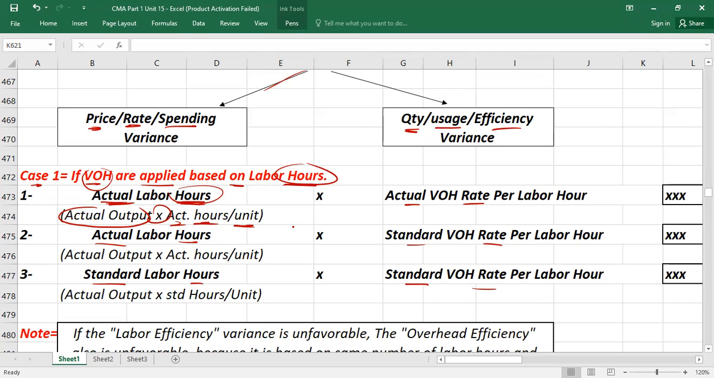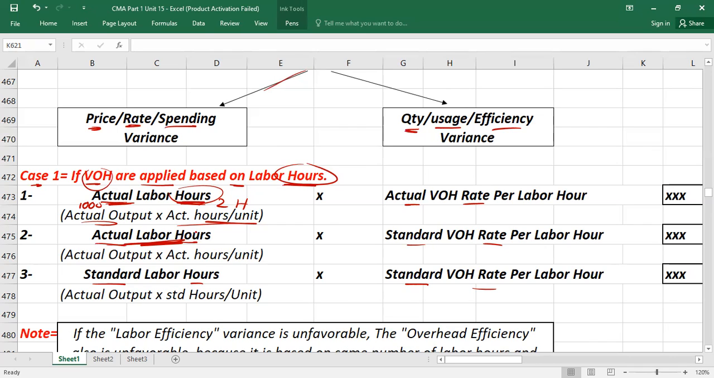Understood? What does actual labor hours per unit mean? For each unit of output, how many hours you took. That you will multiply with the actual output. For example, actually I produce 1000 units. This is the actual output. And each unit took 2 hours. So it means 1000 times 2 hours, which means I took 2000 hours.